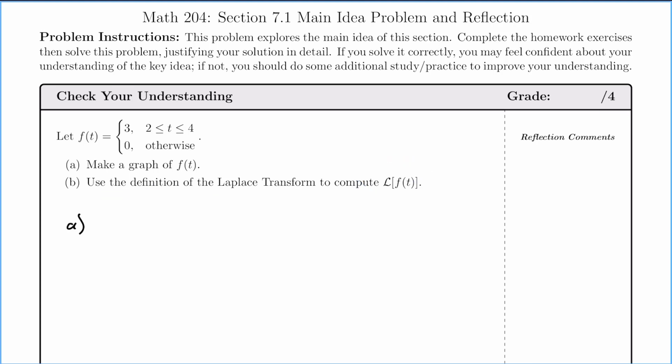So first, for part A, between 2 and 4, we have a function with a height of 3 units. Maybe I'll make the graph in blue here, and then the graph is 0 elsewhere. So that is part A. It's just graph that function for values of t, 3 between 2 and 4.